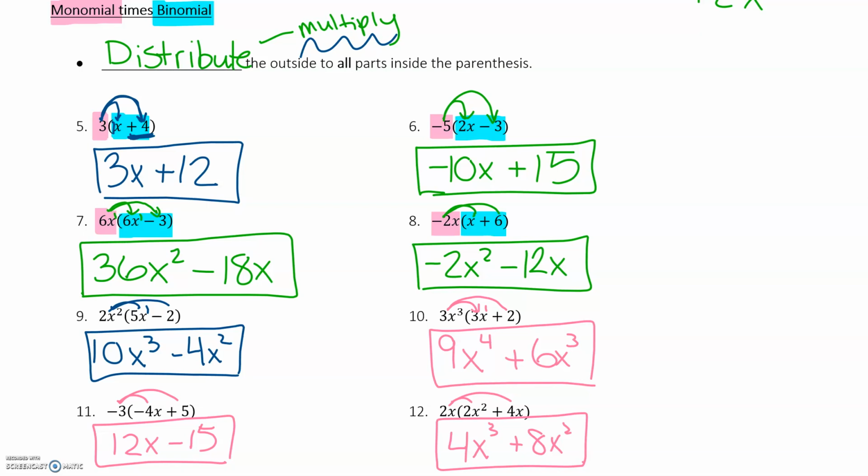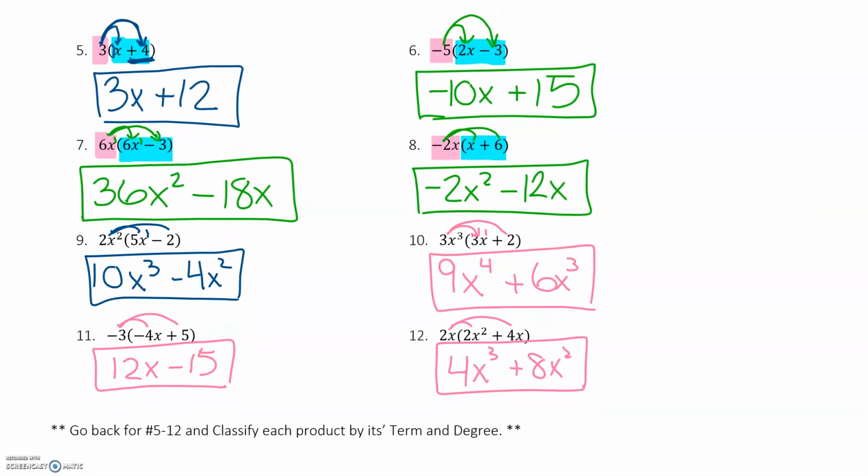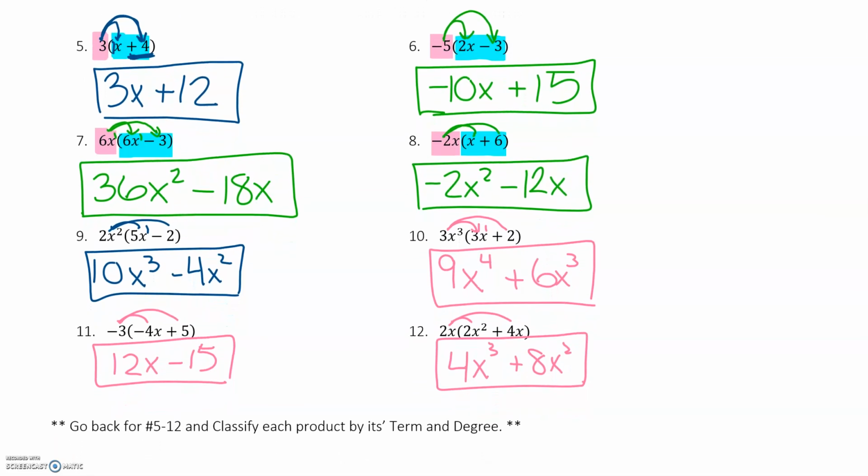Now that we let our brains take a break for a minute, we are going to get back at this lesson. The next part on our note sheet says to go back for numbers 5 through number 12. And what we're going to do is classify them by their term and degree. So this is kind of just remembering how we would label these based on what we've classified them as by their term and the degree.